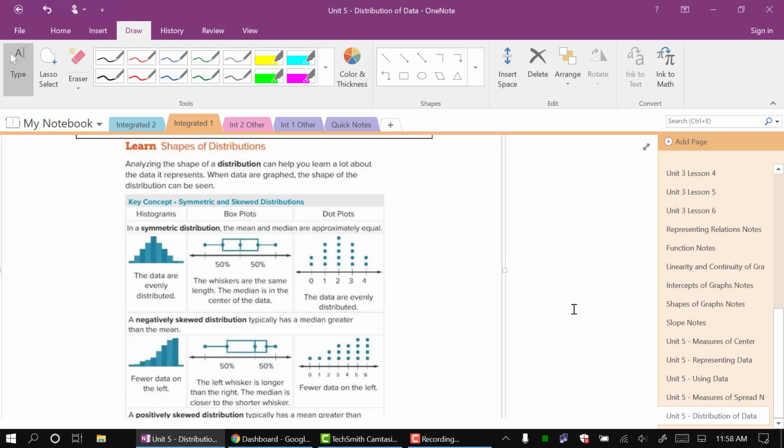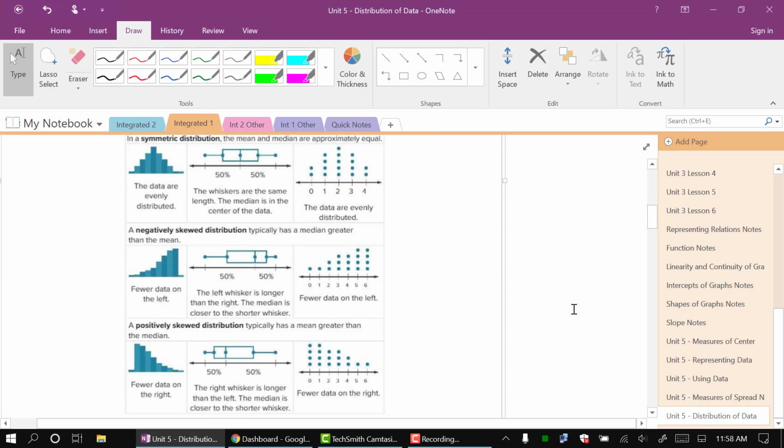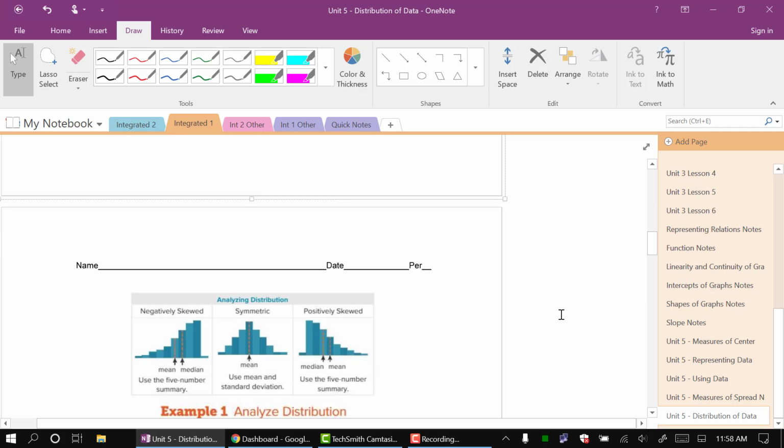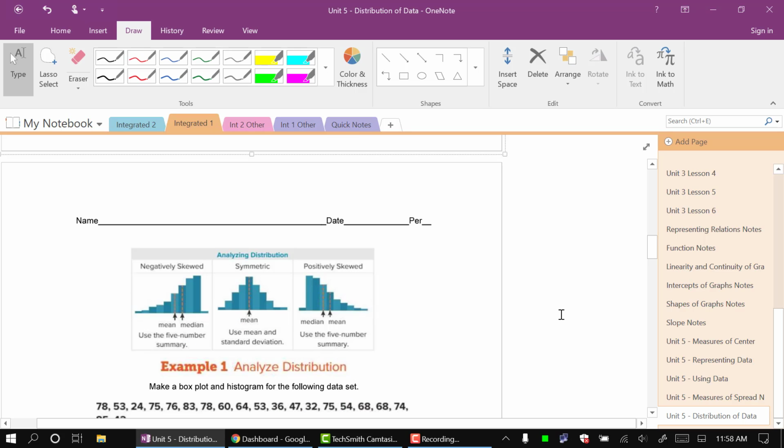So think about symmetry that we dealt with before when we were looking at graph symmetry. It's like a mirror version of each other. The other one we have is negatively skewed. That's where the data tends to be more on the negative side, the left side of our graph. And then the third one we have is positively skewed distribution, where it tends to be more on the right side of our graph. So again, we have negative skewed, symmetric, and positive skewed.